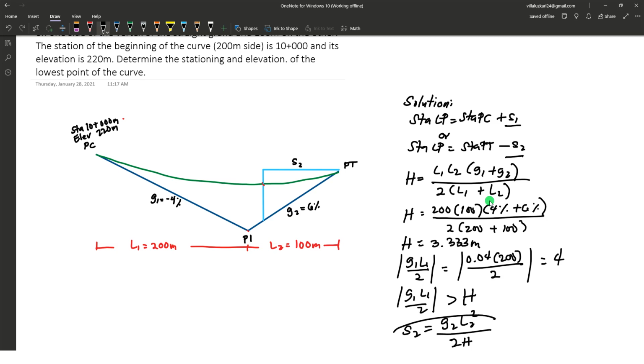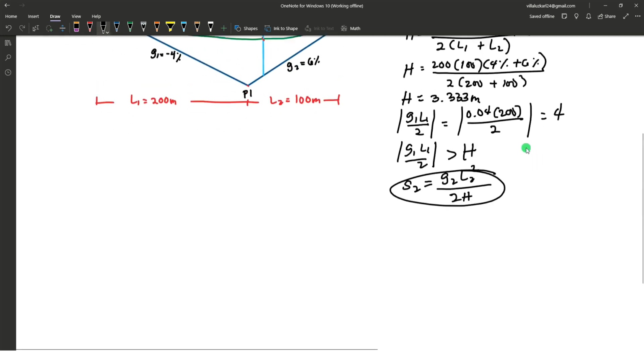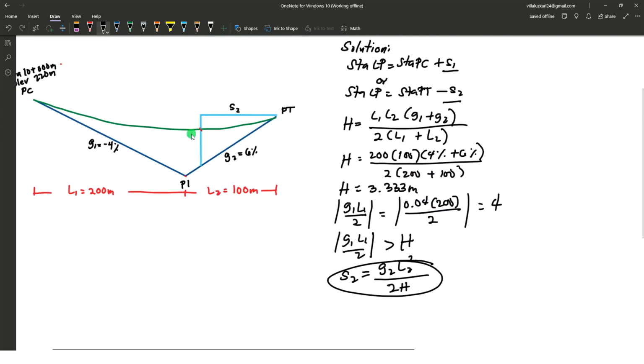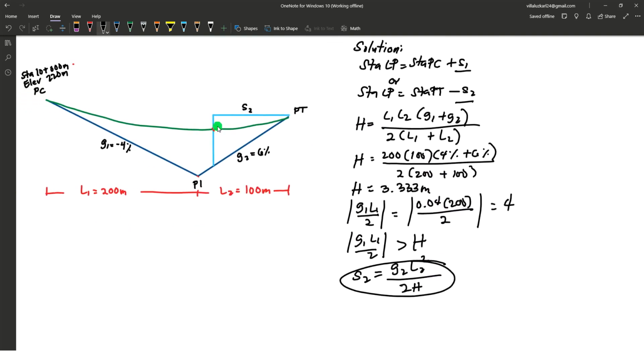Okay, this is the solution that we will use in determining the location of the lowest point, which means the lowest point is nearer at PT. So our assumption is correct. So we can now solve S2 by substituting G2, 0.06, times L2, 100 squared, all over 2 times h.